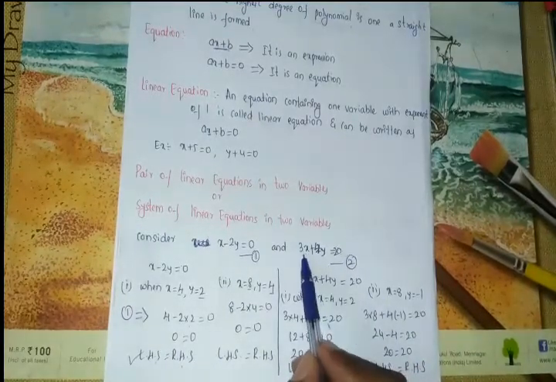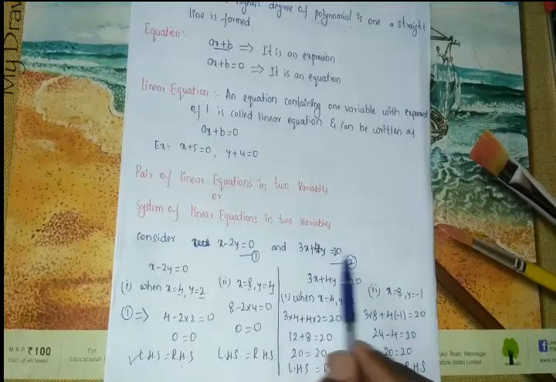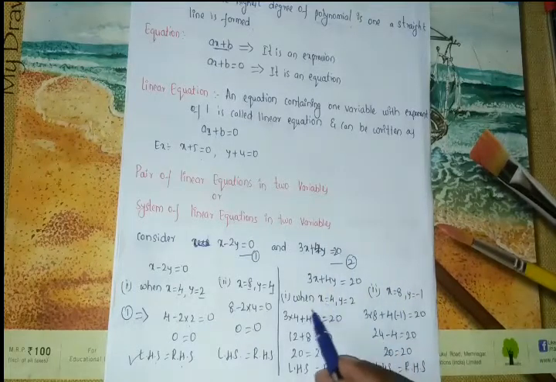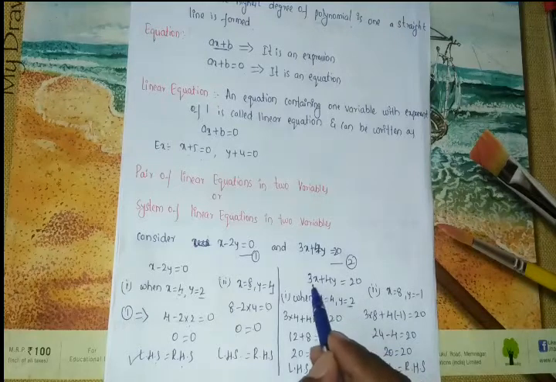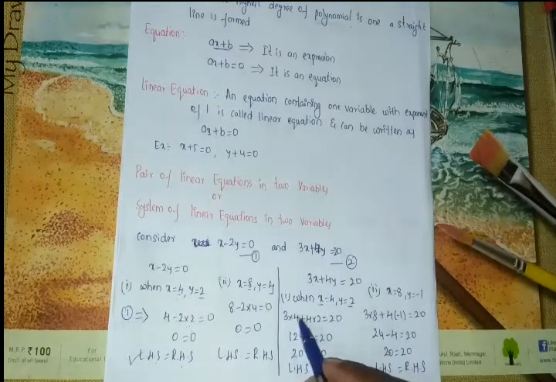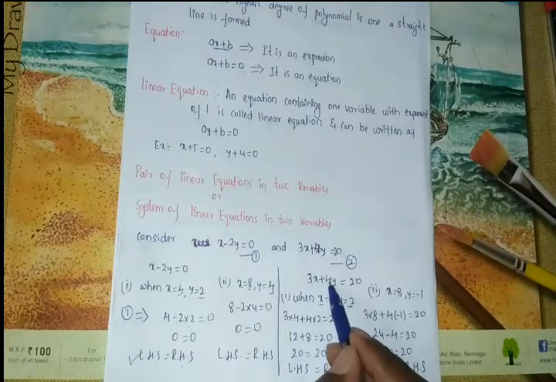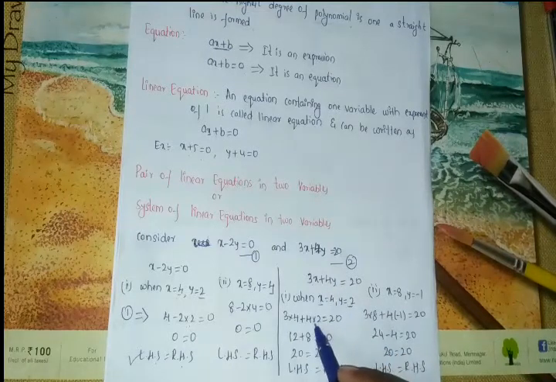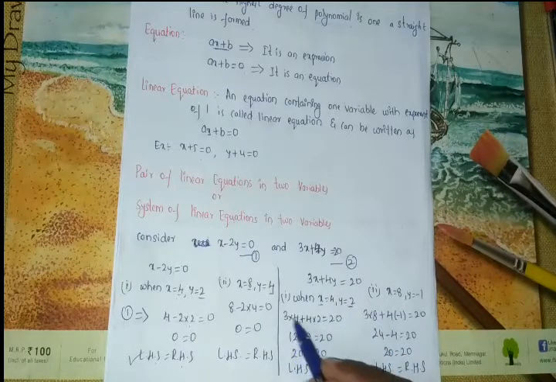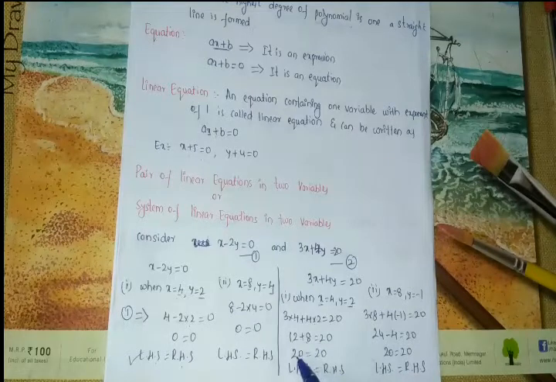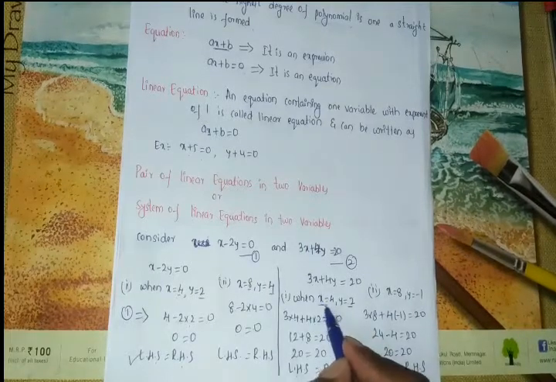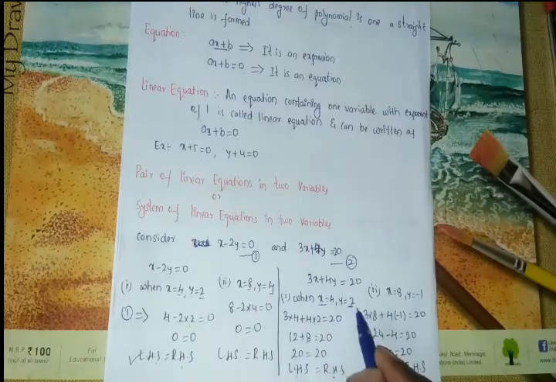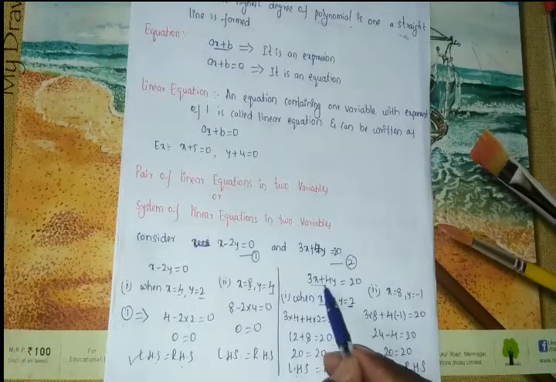And for this equation 3x plus 4y equals 20, let us go with the value of x as 4 and y as 2, and let us put it in this equation. So 3 into x, 4, plus 4 into y, value 2. So 12 plus 8, it will be 20. 20 equals 20. So LHS is equal to RHS. So x equals 4 and y equals 2 is a solution of this equation.